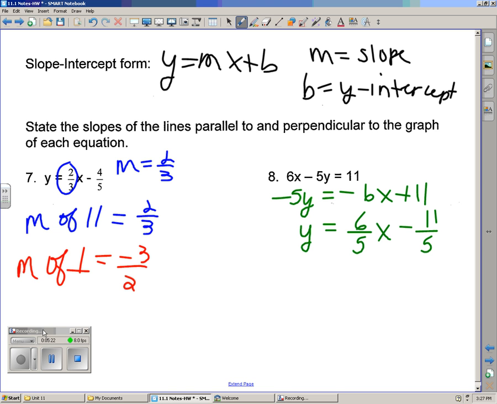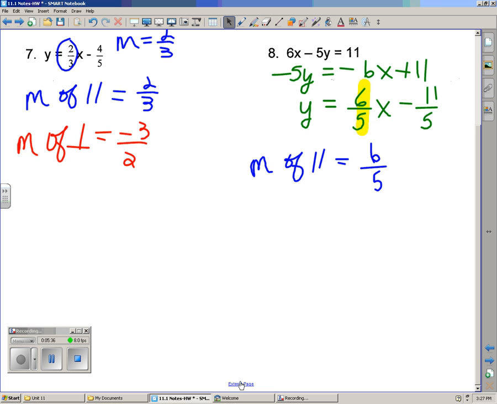Once again, it doesn't matter what you have for your y-intercept when we're talking about parallel and perpendicular lines. There's our slope. The slope of a line that's parallel is going to be the same. The slope of a line that's perpendicular is going to be the negative reciprocal.